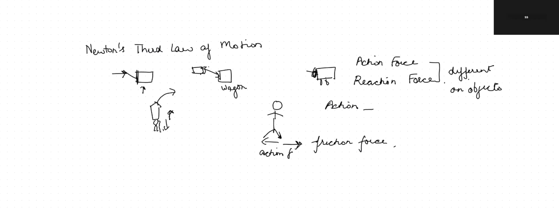So the way we walk can also be explained with Newton's third law. We walk by pushing backward on the ground with our foot. That is the action force. And the ground in turn pushes forward our foot with an equal and opposite reaction force that makes us move forward.